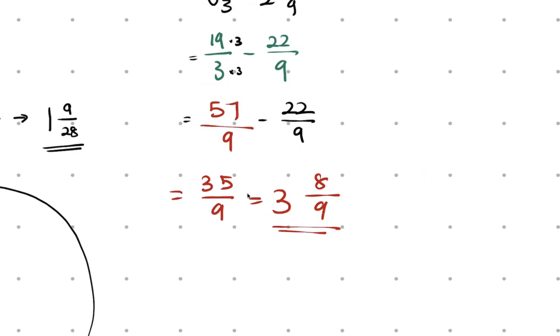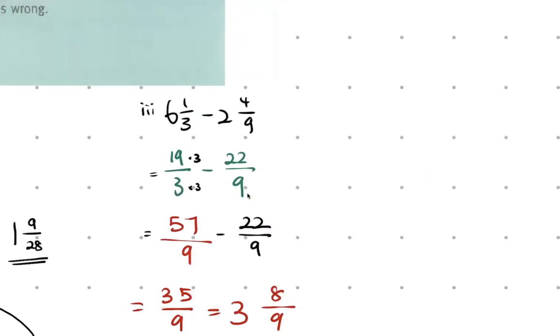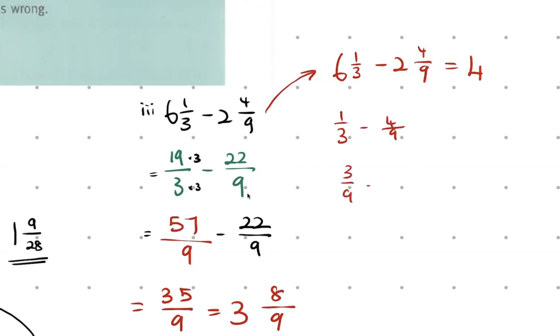Because some people like to borrow from the mixed number. I find that a bit redundant because it overcomplicates things. So normally, okay, let's try to progress from here so that you can see what I mean. So 6, 1 over 3 minus 2, 4 over 9. So let's say I minus the whole number away, so I get 4. So I got 1 over 3 minus 4 over 9. So let's try to change it. I get 3 over 9 minus 4 over 9.